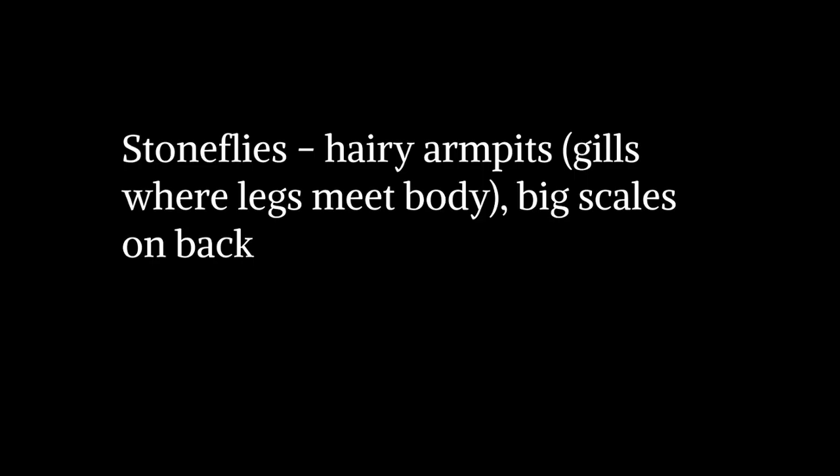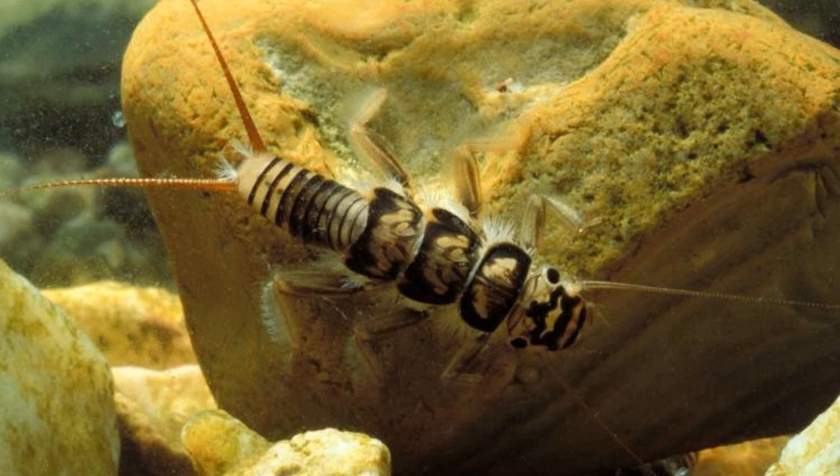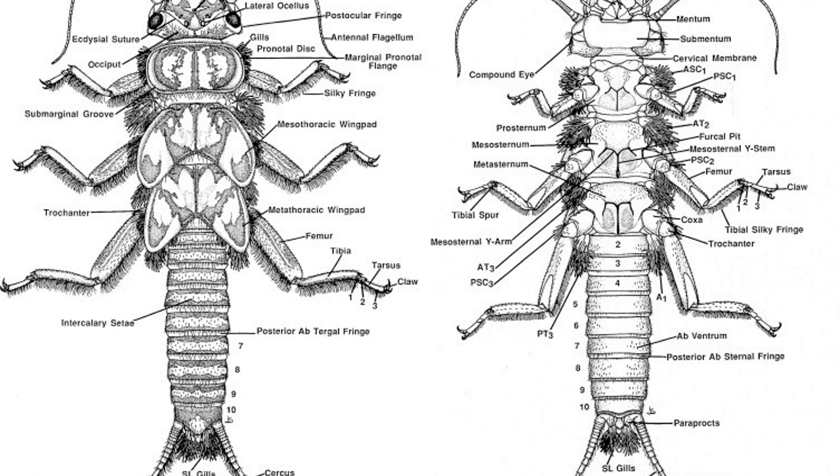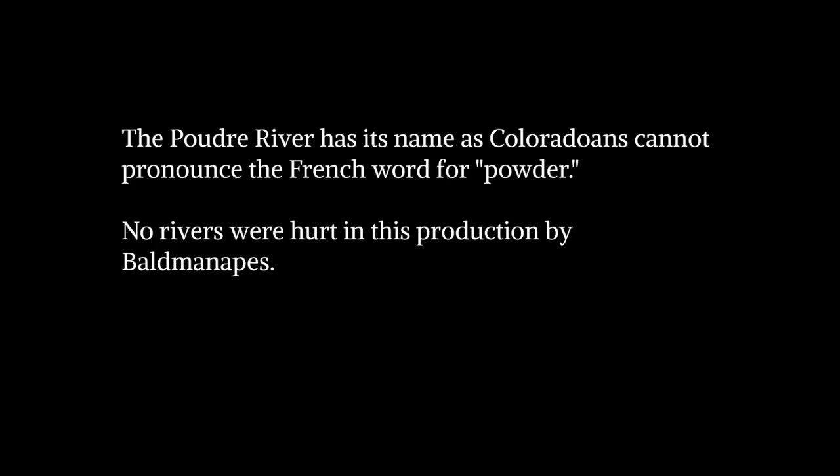Stoneflies have hairy armpits because the gills are where the legs attach to the body. They also have big scales in the back called scutes. So there you can kind of see the hairy armpits. To make it easier, here's a lab drawing. So if you see hairy armpits, you've got stoneflies, and if you see a hairy belly, it's a mayfly. But both are indications of really good water quality. And that's how you do the water quality index.